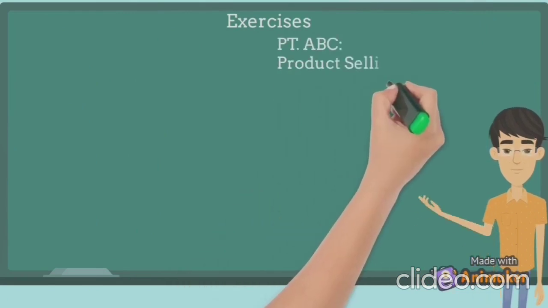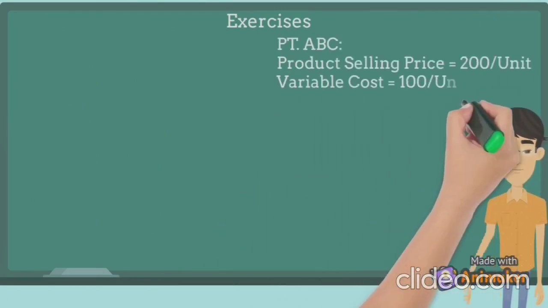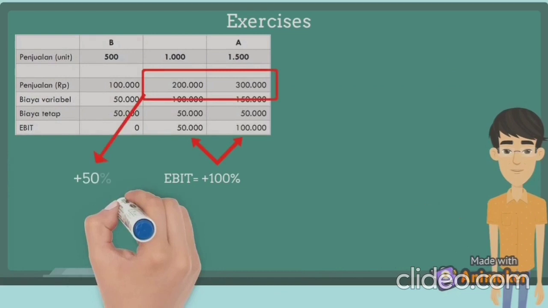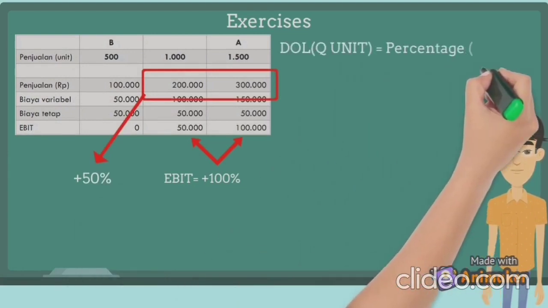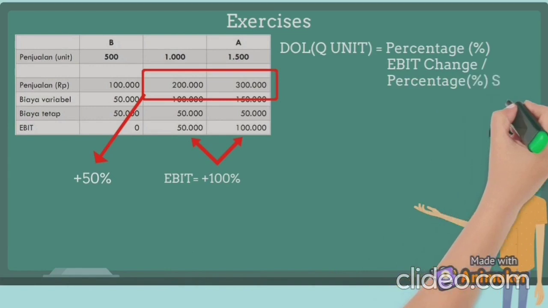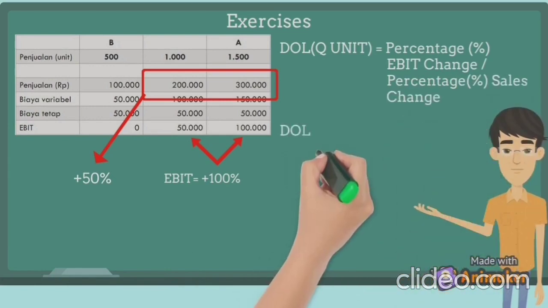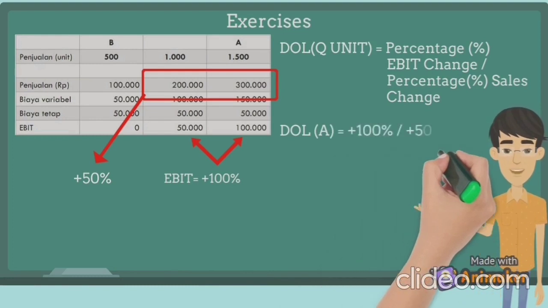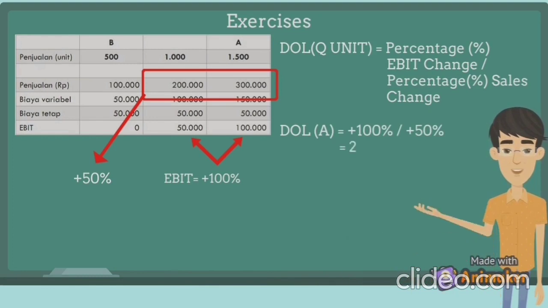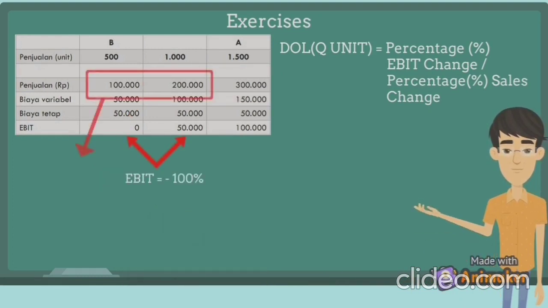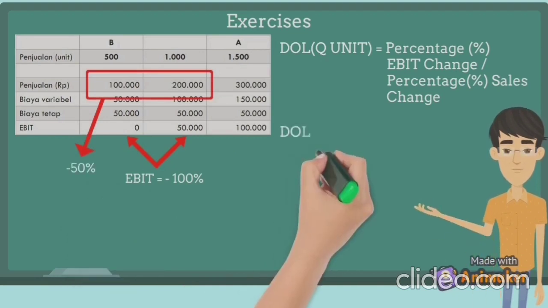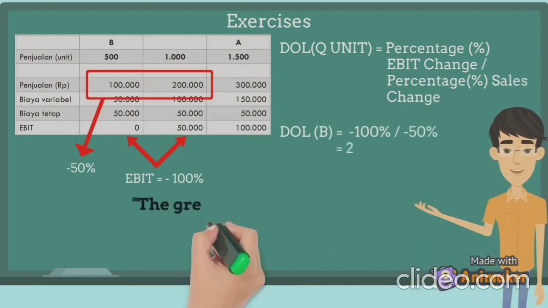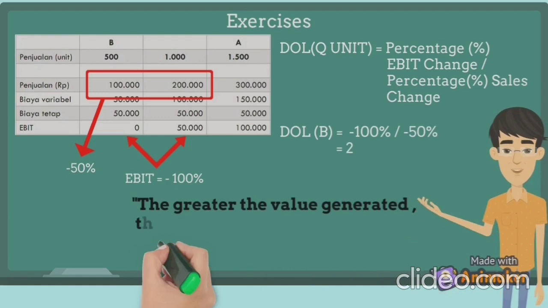Exercises. PT-LPC has a product selling price of 200 per unit and variable cost of 100 per unit. DOL Q per unit is equal to percentage of EBIT change divided by percentage of sales change. The DOL of product A is equal to plus 100% divided by plus 50%, equal to 2. Meanwhile, the DOL of product B is equal to negative 100% divided by negative 50%, equal to 2. The greater the value generated, the greater the level of operating leverage.